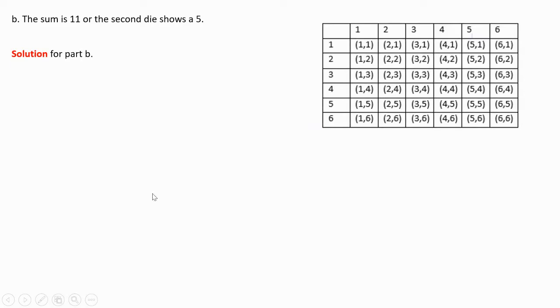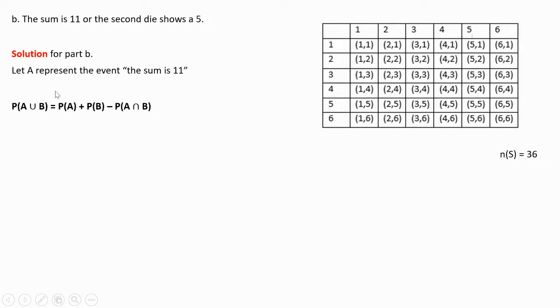Now for the next one, the sum is 11, or the second die shows a 5. So let's do the same concept, by using the same formula. So here, guys, the sample space is also 36. The sum is 11. So we're going to let A represent the sum is 11, right? So 11 means it's going to be 5,6 or 6,5. So it's going to be only 2 here. We're going to let B be where the second die is a 5.